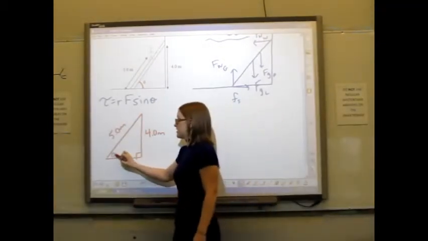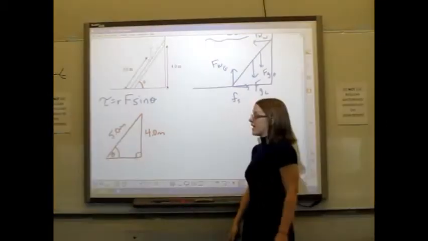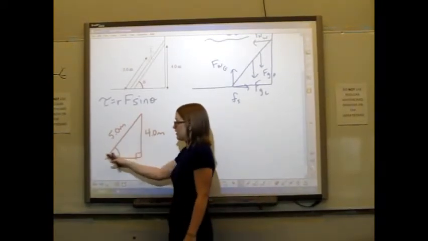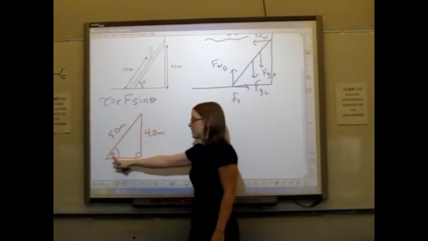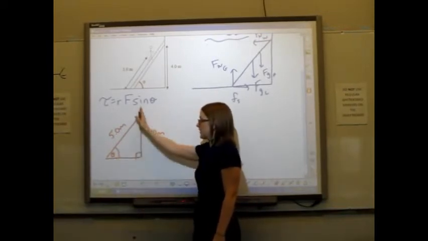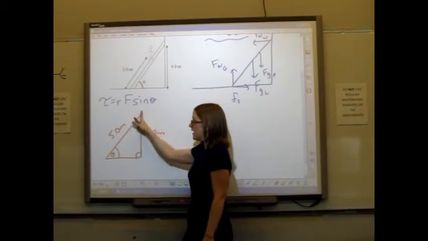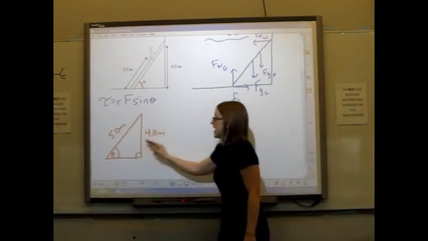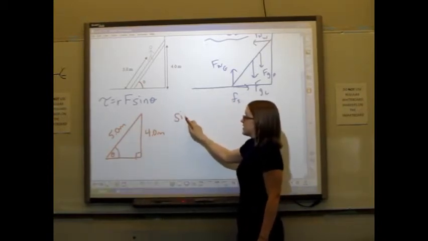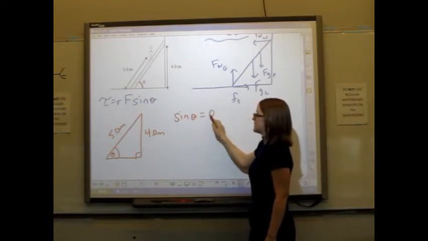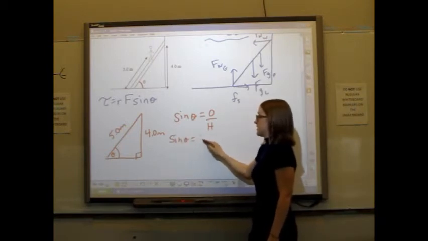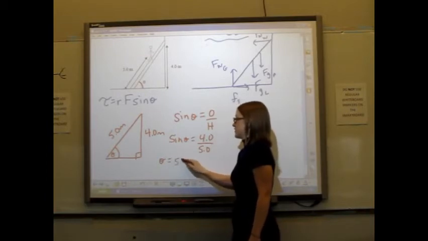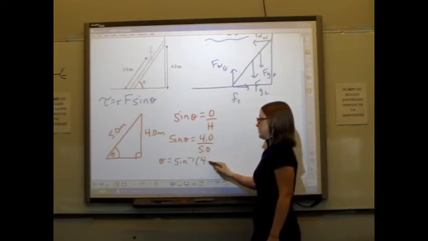So now this is reduced to a simple math problem from grade 9 or 10, where you have a right triangle, you have one leg, and you have a hypotenuse. You look at the angle that we're looking for: the side we have is the opposite side, and we have the hypotenuse, so you would find your angle using trig. Sine theta is opposite over hypotenuse. So we have sine theta is 4 over 5, or theta is the inverse sine of 4 divided by 5.